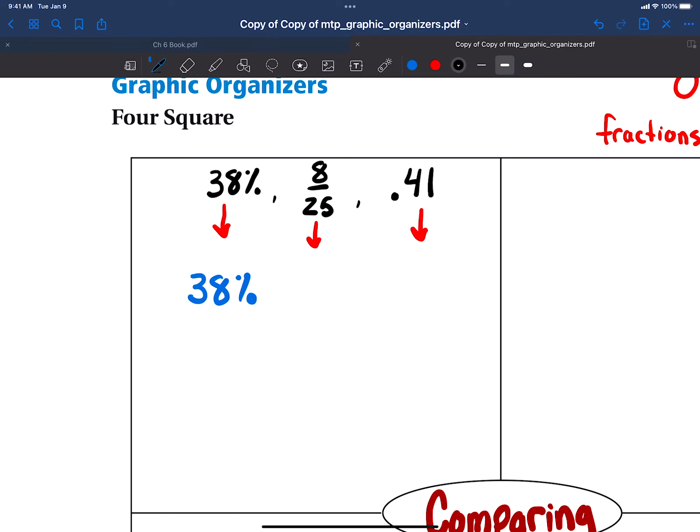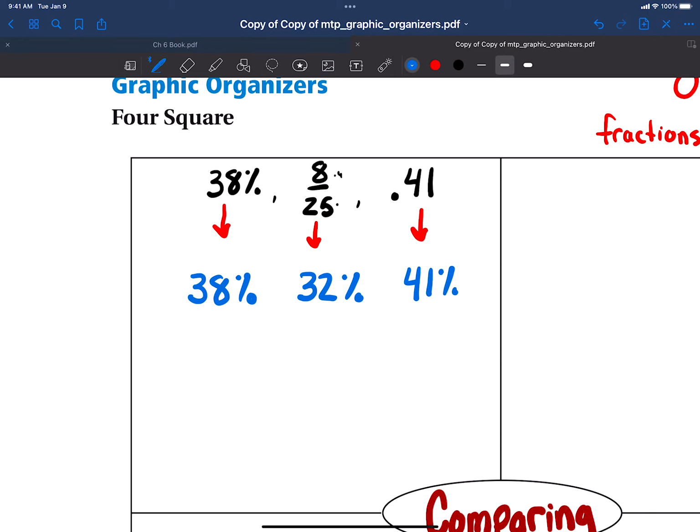Now 25 is very easy to turn into 100. We would multiply both of them by 4. So 8 times 4 is 32. That would be 32 over 100, which is 32%. And then 0.41 is just 41%, if I move that decimal 2 places, right?